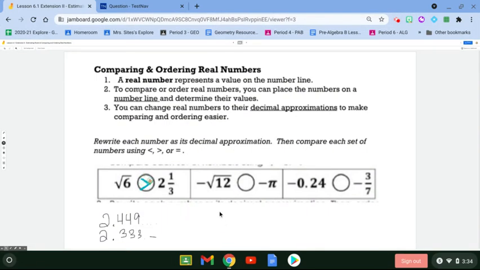All right, we're going to do the same thing now, but we have to be careful, remember, because we're dealing with negative numbers. So let's start making the decimal approximations for negative square root of 12 and negative pi.